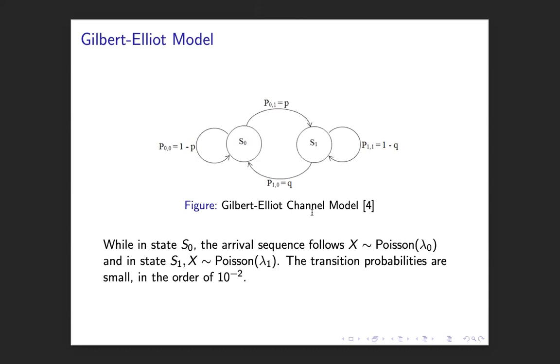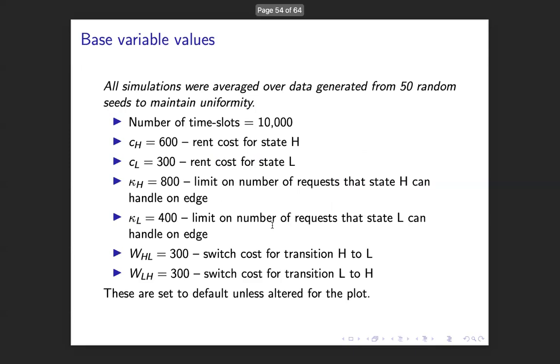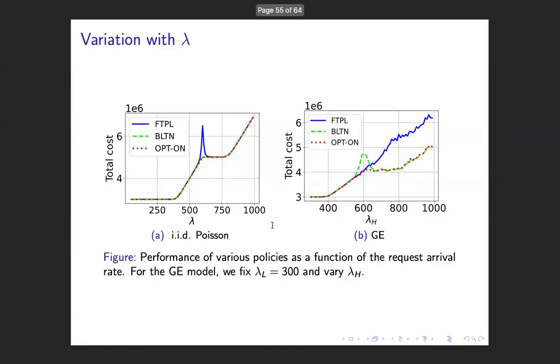We consider a Gilbert-Elliott model as a two-state model where the transition probability is B, and each arrival sequence is modeled as a two-state model where state 0 has a Poisson lambda 0 arrival sequence and state 1 has a Poisson lambda 1 arrival sequence. The transition probabilities are small, roughly of the order of 0.01. Our simulation results take these parameters as the basis and we consider performance over 10,000 time slots.